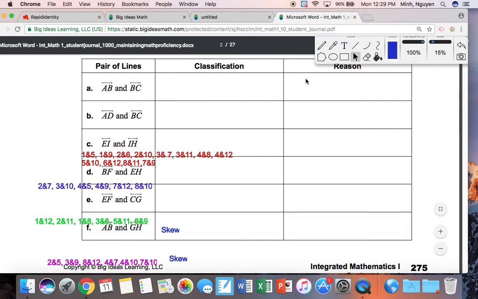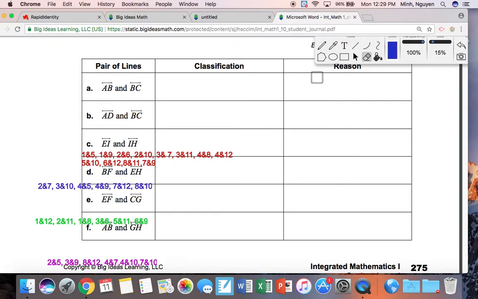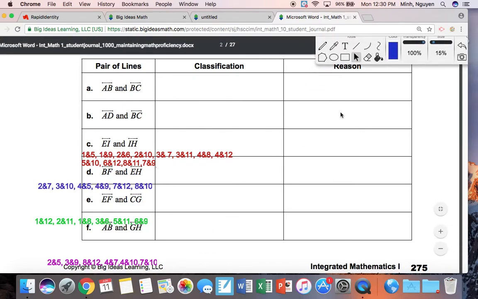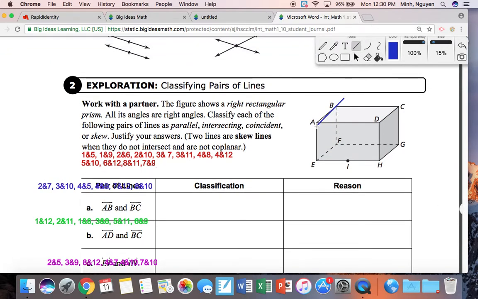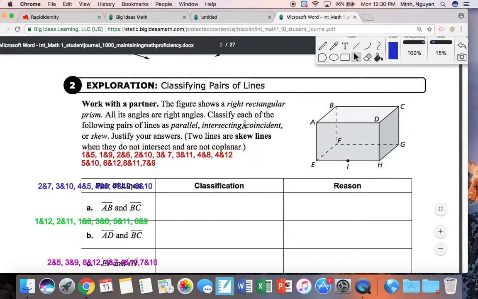Lastly, AB and GH, those are parallel, and I'll show you why. At first, they don't look like they're on the same plane, but if you imagine a plane that looks like this, kind of diagonal, then they're on the same plane, but they're still not touching. So that's why AB and GH are parallel.